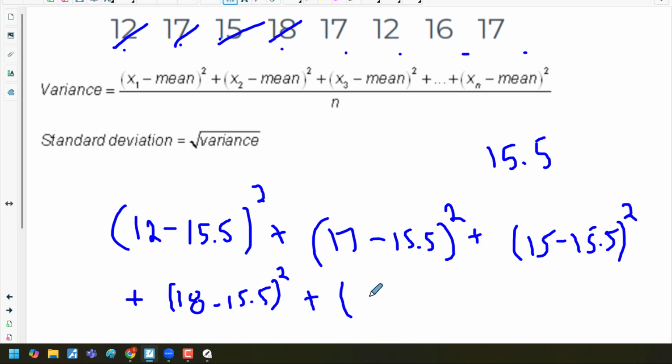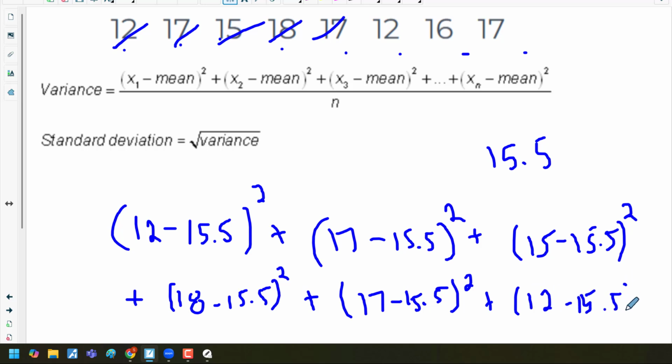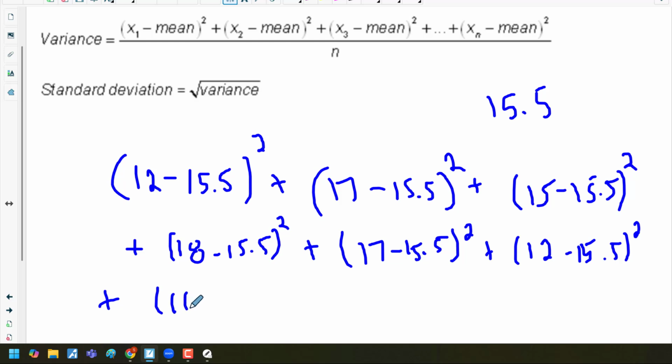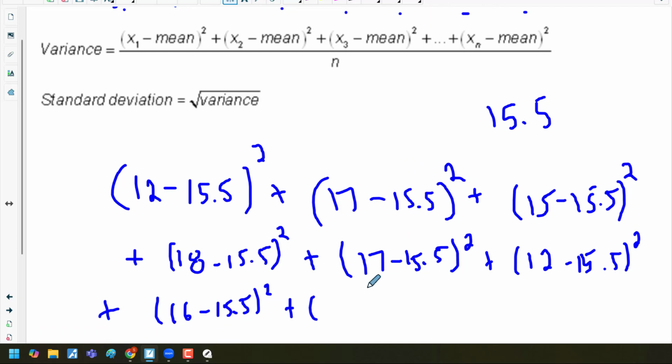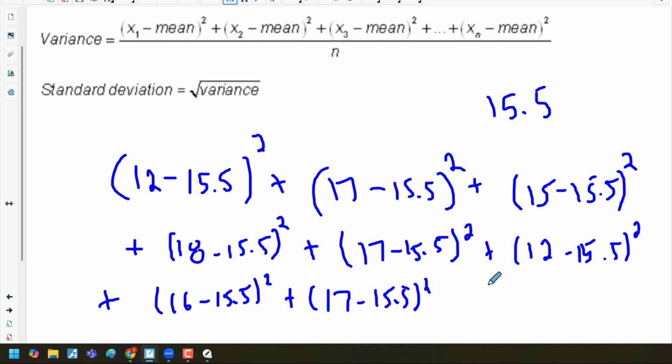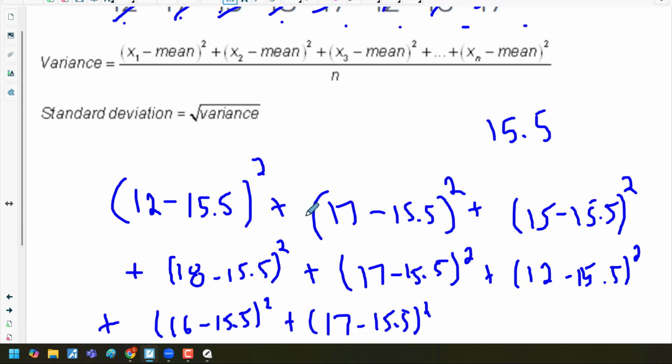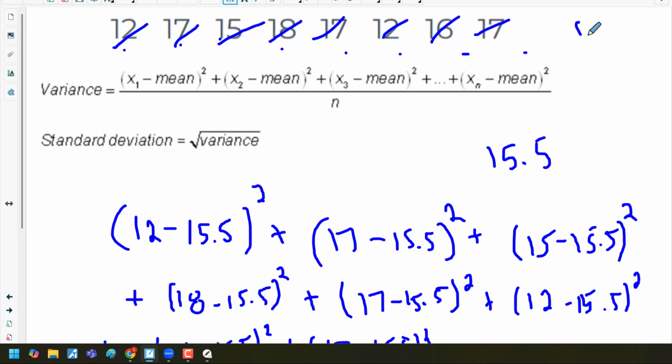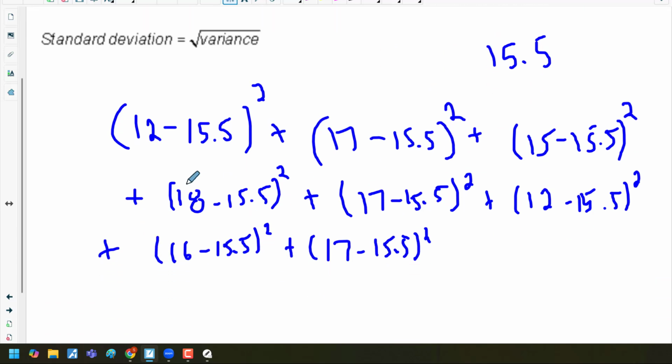plus the next number, 17 again, minus 15.5, and then you square it, plus 12 minus 0.5, and then you square it, and then you have 16 and 17. Okay, so then 16 minus 15.5, and you square it, plus 17. Boom, boom. Should be 1, 2, 3, 4, 5, 6, 7, 8 brackets, 8 numbers. And when you add all these up together, you divide by 8, which is the amount of numbers we have in this case. So let's just do it step by step.